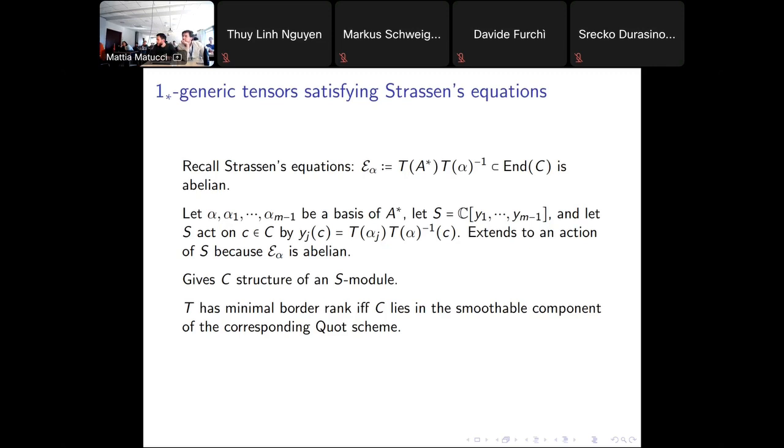I guess you talked about tensors of minimal border rank, but if you take a binding tensor, you can still define this algebra. What can you say, looking at the corresponding algebra? No, it's arbitrary. Binding alone is an arbitrary algebra.